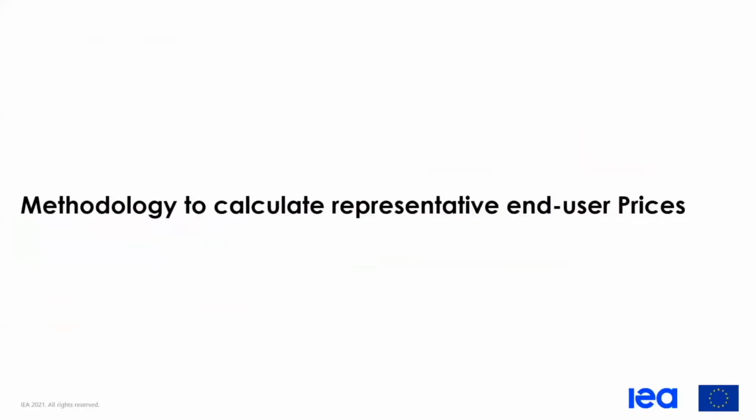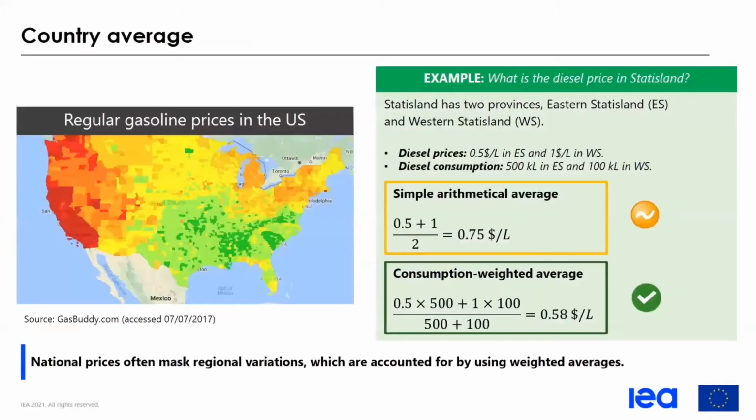Now let's delve into the methodology to calculate representative end user prices. What is the representative price for a country? Energy prices may vary across regions and provinces of the same country. For example, this map shows more expensive gasoline prices in the western parts of the United States compared to the prices in the southeastern states.